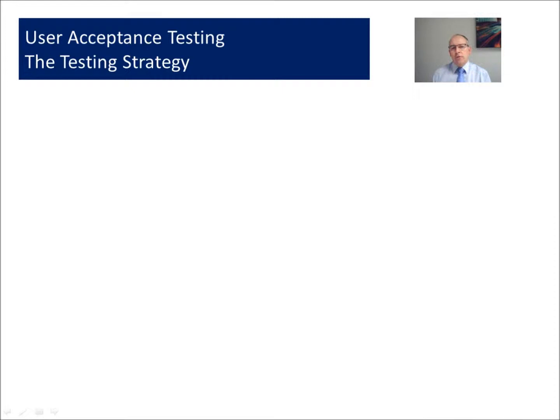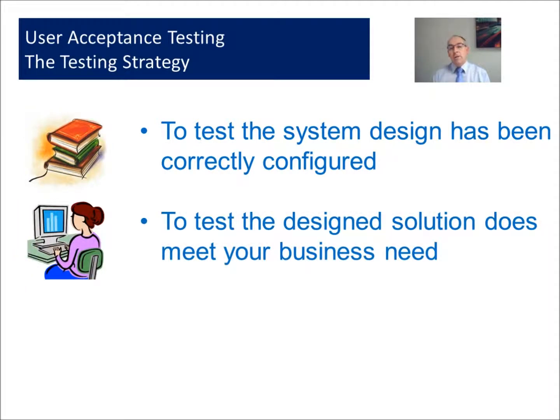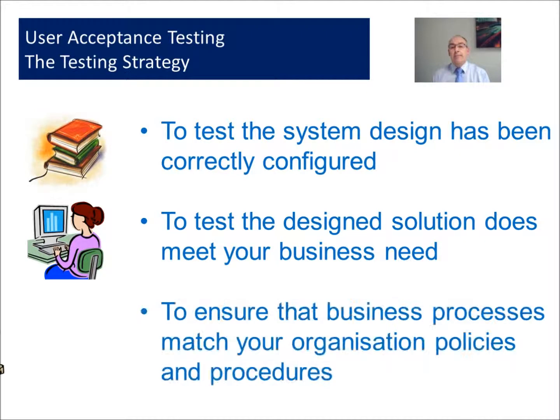For out-of-the-box configured software implementations, we'll have a look at the test strategy. The first one is to make sure that the design we did early on in the implementation has been configured correctly in the system. The second one is to make sure that that business need is actually met by the design. It might be that we thought one thing, and when we came to implement it, we realized that the design needs amending. And the third one is to identify that the business processes match the organization policies and procedures.